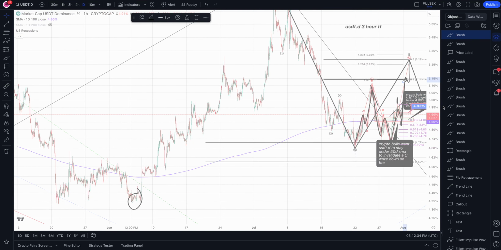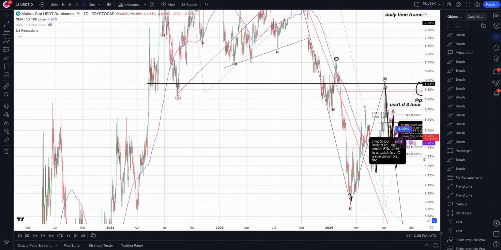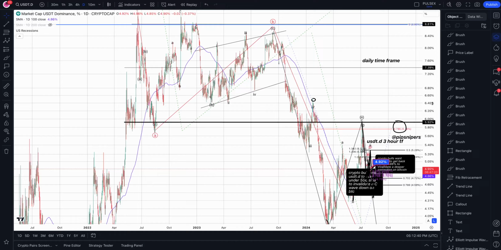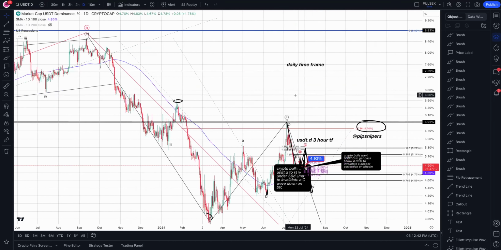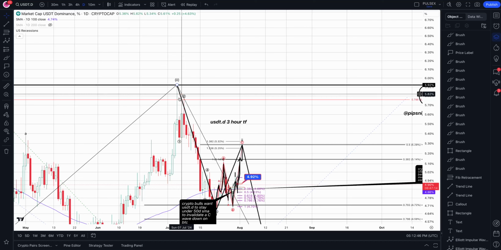And don't forget, the macro correction is done on Bitcoin and on USDT dominance. I feel like this over here was our C wave, right over here. And now we're starting our impulsive move to the downside.